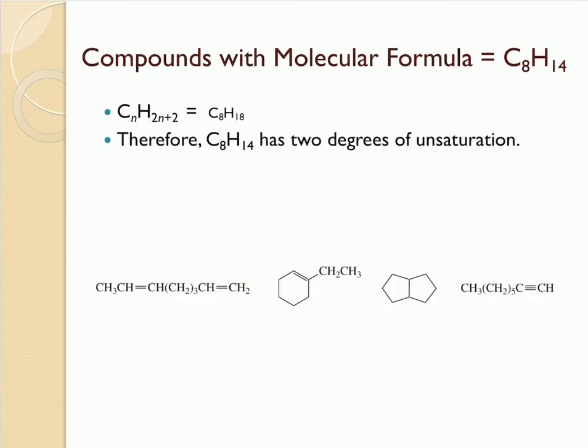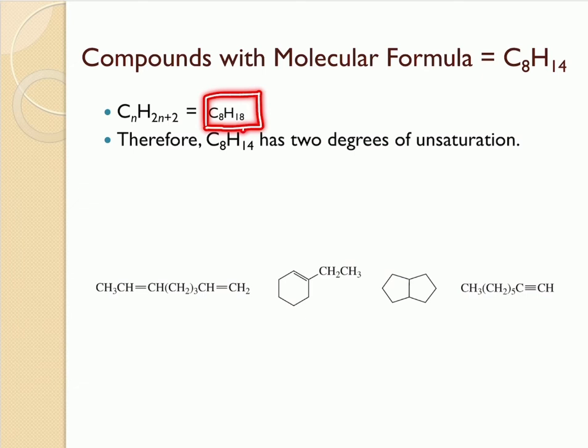Compounds with molecular formula C8H14. This compound has only carbons and hydrogens, and therefore it is much easier to determine the degree of unsaturation. All we are going to do here is find the general formula for the saturated hydrocarbon, which is CnH2n+2. From here, we find the total number of carbons and hydrogens this molecule would have. Since we have a total of 8 carbons, we put n equals 8, and calculate the total number of hydrogens this compound would have if it were saturated. That is going to be C8H18.